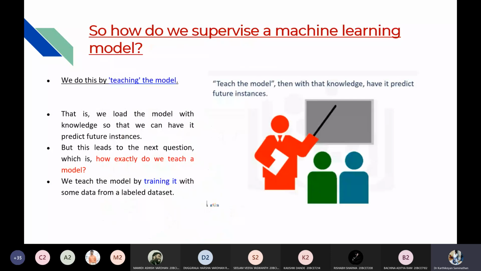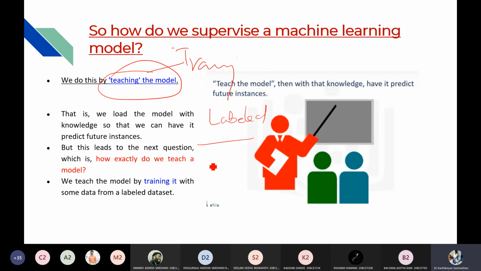How do you supervise the machine learning model? By teaching the model. Teaching is nothing but your training, so training is your supervision. If you teach the model by training it, that is training with data from the labeled data set. Here we will use only a labeled data set.